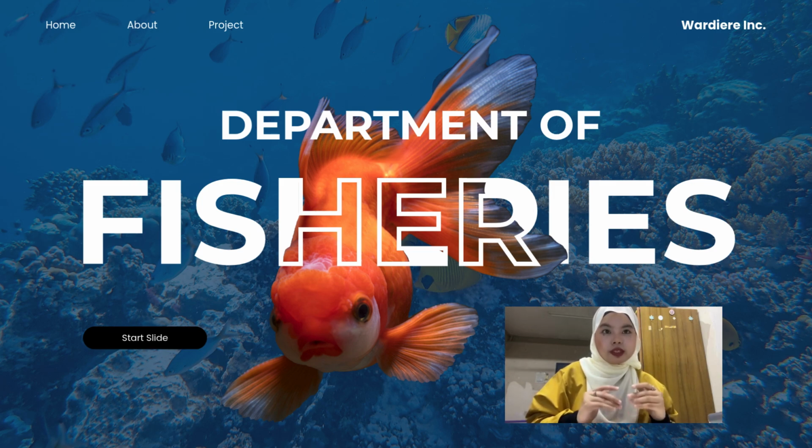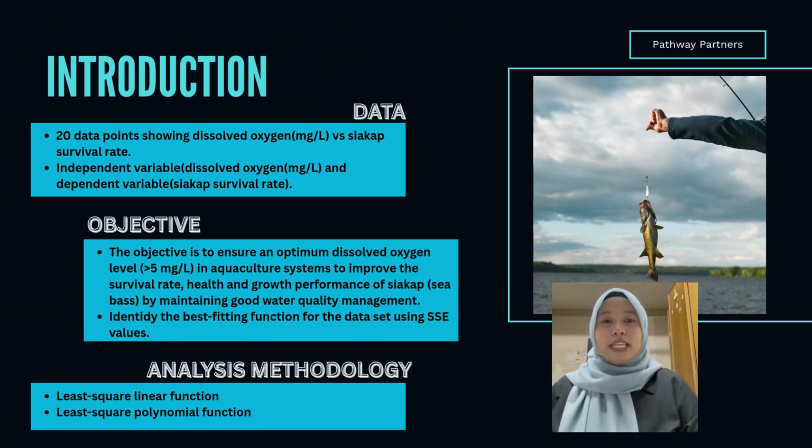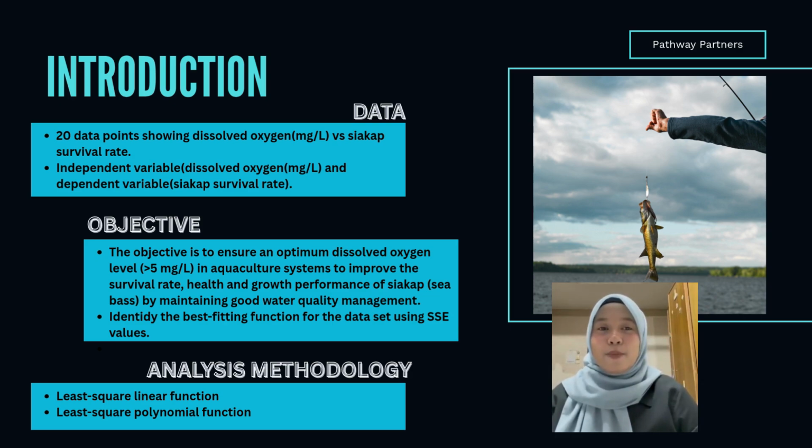Today we would like to present to you about our topic, which is Department of Fisheries. Let's start with introduction. Our main objective is to provide a solid technical plan that protects the environment, prevents disease, and ensures high quality fish production. To achieve this, we must maintain an optimum oxygen level of above 5 mg per liter to improve the survival rate, health, and growth of siakap.